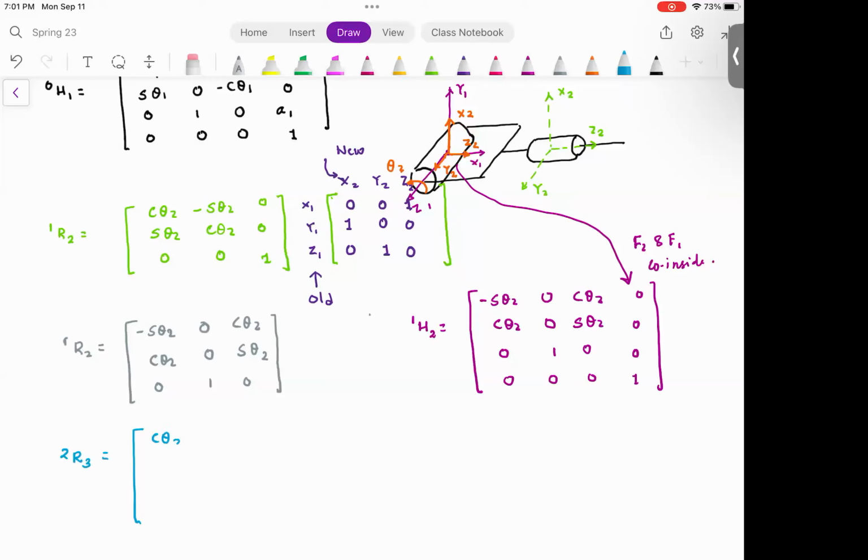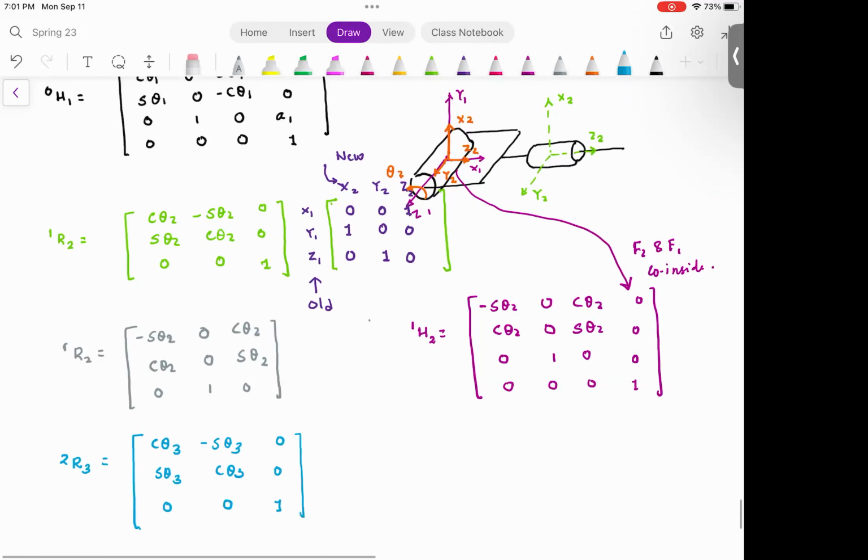So this is going to be cosine theta 3, minus sine theta 3, sine theta 3, cosine theta 3, 0, 0, 0, 0, 1. But let's not forget the projection matrix. Now the question that comes to mind is, which frame should I consider? But no matter what happens, you are going to relate the projection of the new frame onto the old frame.